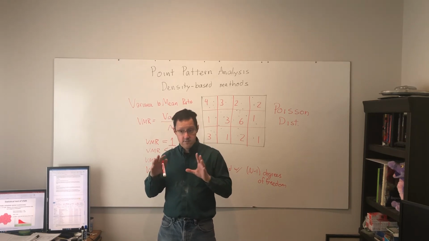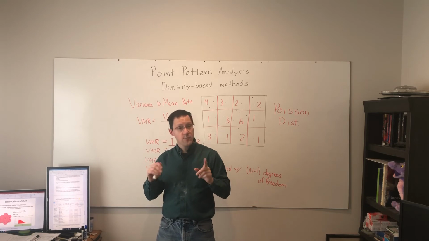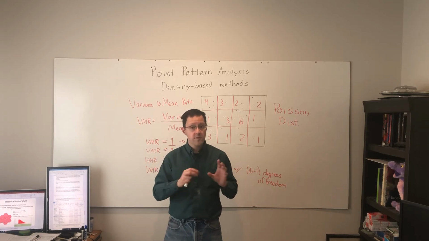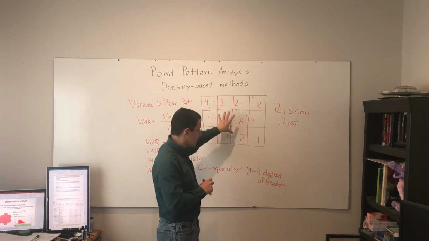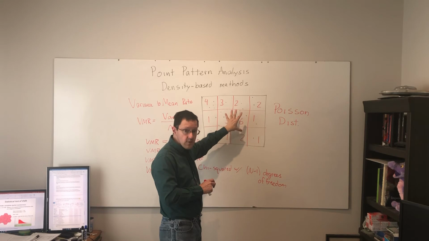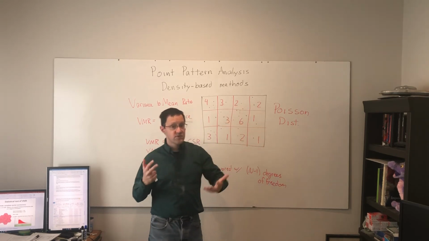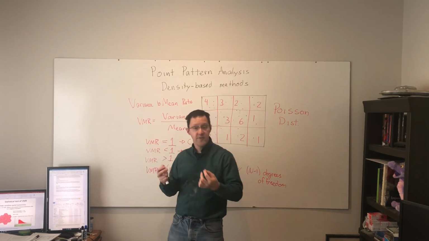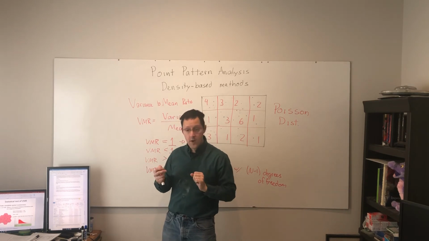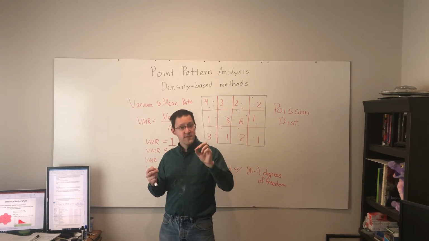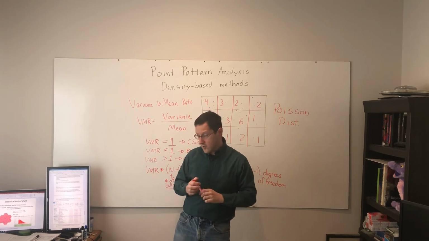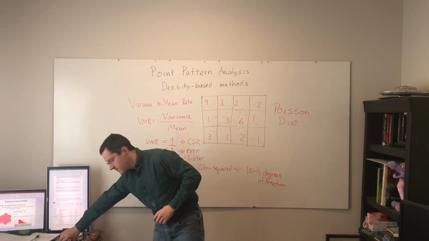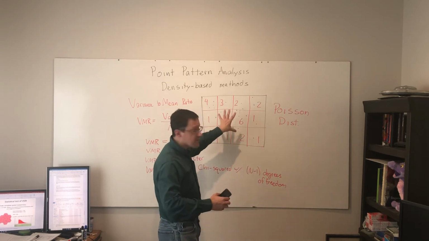That is the variance to mean ratio. There's one approach to looking at how quadrats, this grid, can be used to generate an inferential hypothesis test to answer the question of, are my points random or not? There's another approach that uses these same numbers.